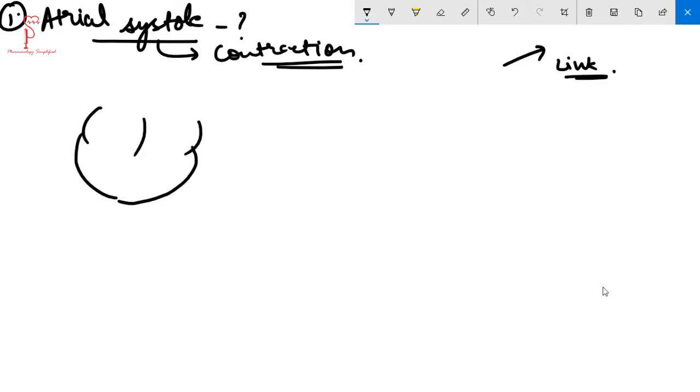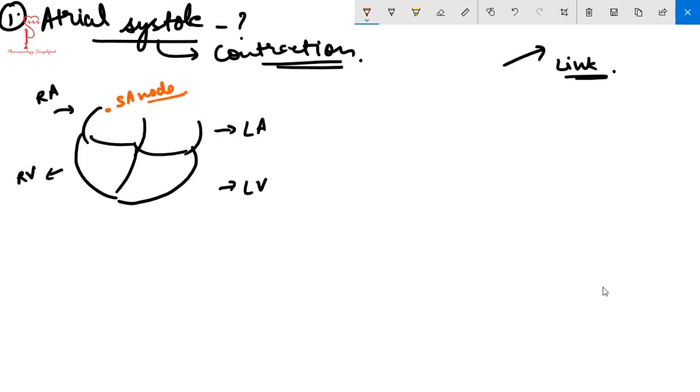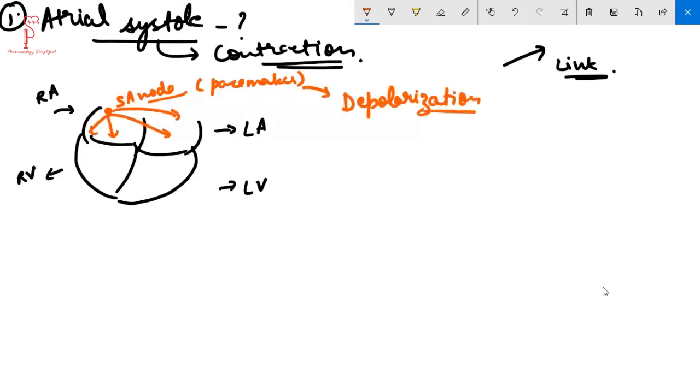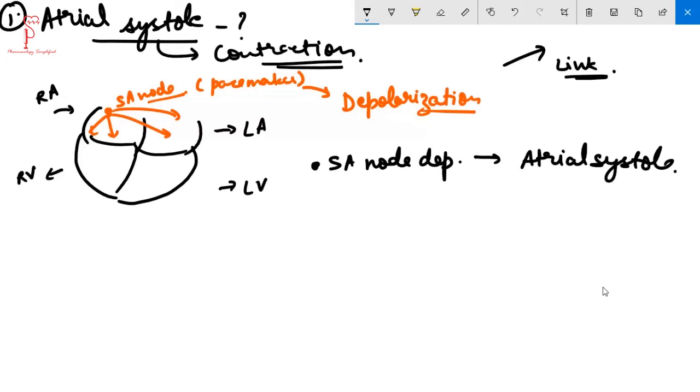Right, so this is the structure of the heart. We have four chambers: right atrium, right ventricle, left atrium, and left ventricle. In the right atrium there is the sinoatrial node, which is the pacemaker of the heart, and it automatically undergoes depolarization and spreads the impulse all over the atria. When the SA node depolarizes, it leads to the beginning of atrial systole. That means the atria will undergo contraction.